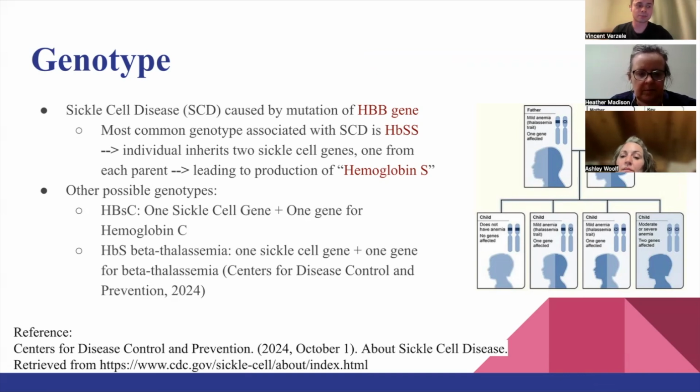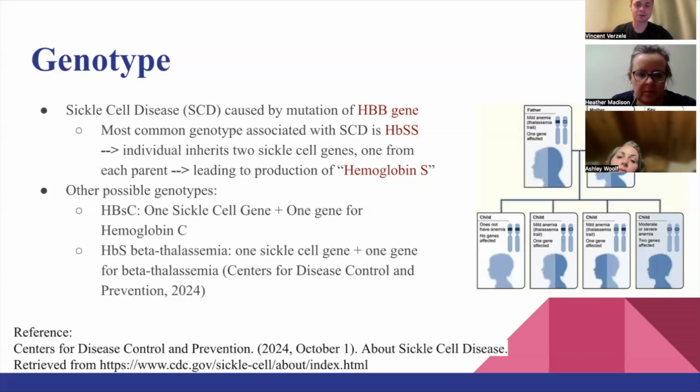And then the final one that I put down is HbS beta thalassemia. This results from having one sickle cell gene, HbS, and one gene for beta thalassemia. Beta thalassemia is a condition where there's reduced or absent production of normal beta globin chains. For the subtypes, you have beta 0, where no beta globin is produced, so you have severe presentations similar to HbSS. Or you have beta plus, which is just a reduced form of beta globin, so you'll have milder symptoms.